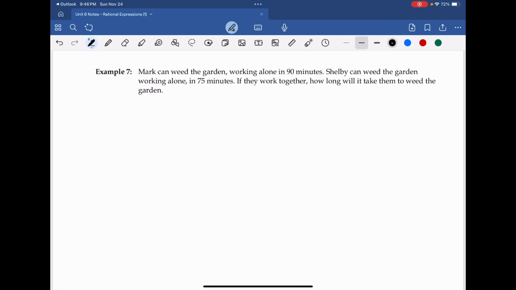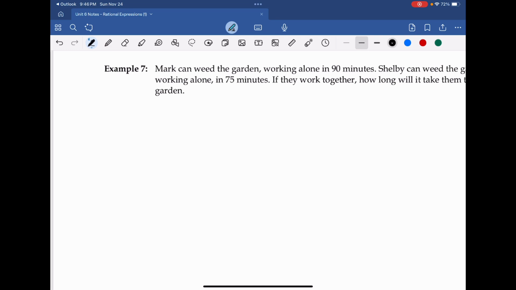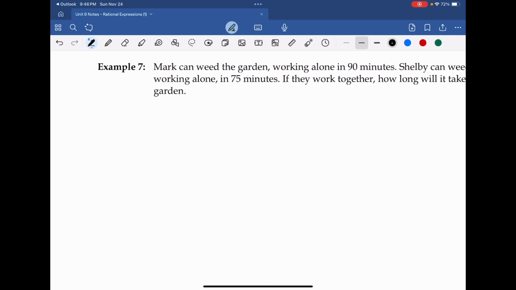Mark can weed this garden working alone in 90 minutes. Shelby can weed the garden working alone in 75 minutes. If they work together, how long will it take them to weed the garden as a collective unit? Now, here's what we can do in this problem. I'm going to go method 1, method 2 in this situation, but they actually are the same thing. And here's what I mean by that.